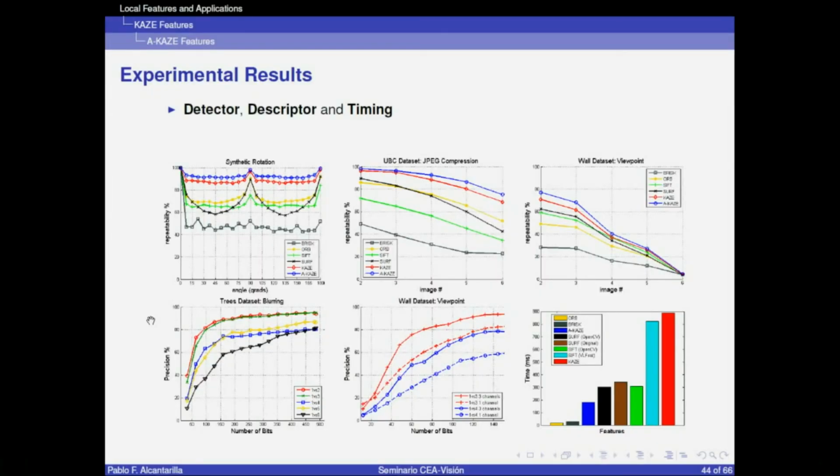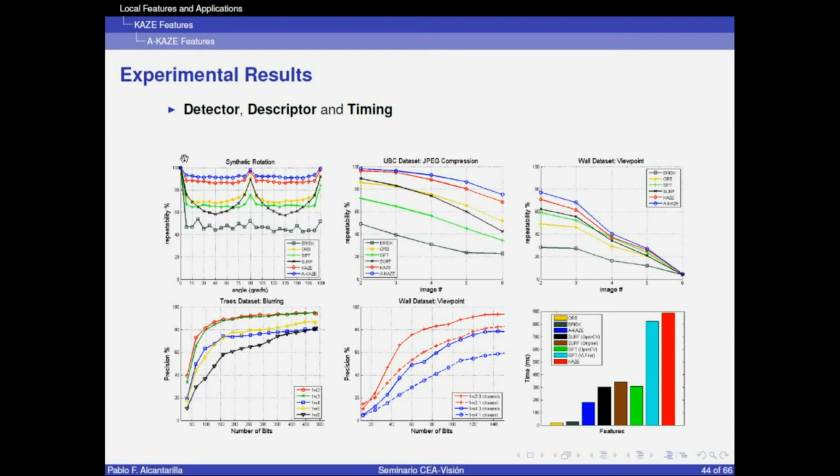Now I will show some of the experimental results that we describe in the AKAZE paper regarding detector, descriptor, and timing information. So the first image here shows the detector repeatability score in a synthetic rotation experiment, where the blue line here is the repeatability score of AKAZE. So it's performing quite well. It's almost invariant to any rotation degree.